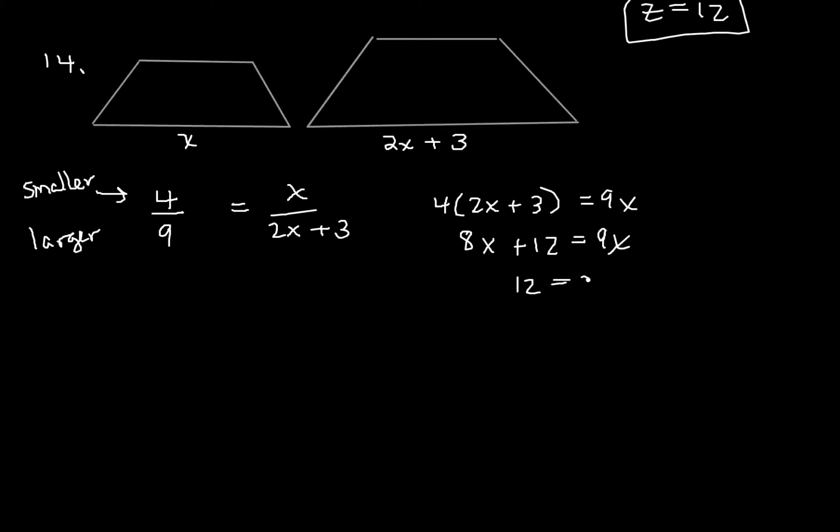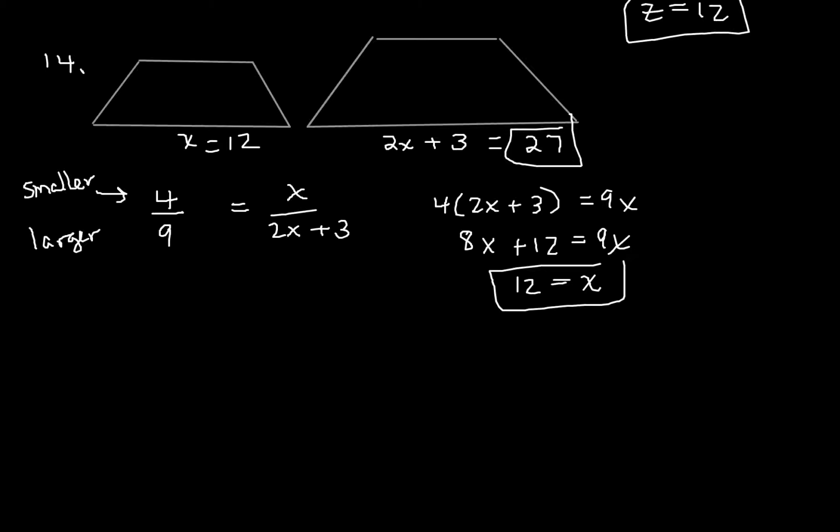12 equals x. So they want us to know, you have to answer the question, if the ratio is 4 to 9, find the lengths of the longest side of each polygon. All right, we have this one equals 12, and then this one's going to be 2 times 12 is 24 plus 3 is 27. So that would be that one.